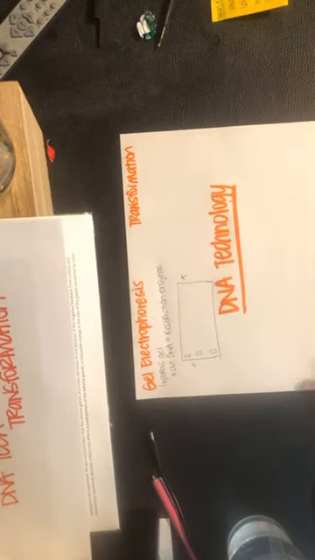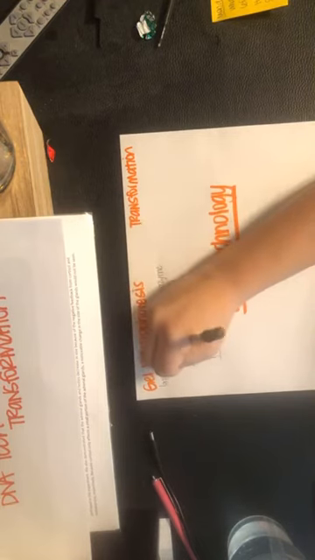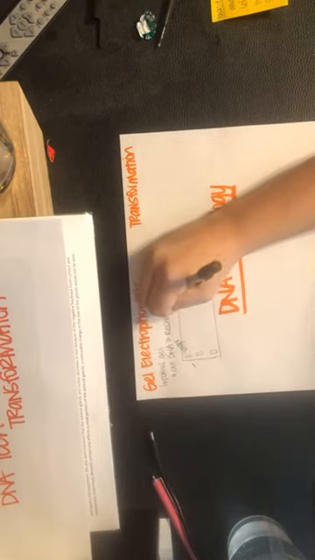So this is going to be your negative side, and then this will be your positive side. We'll set up electricity, and electricity is going to actually pull the DNA. The DNA is negatively charged, so it's going to get pulled toward that positive end. So you'll find that we have our larger fragments here and our smaller fragments there.